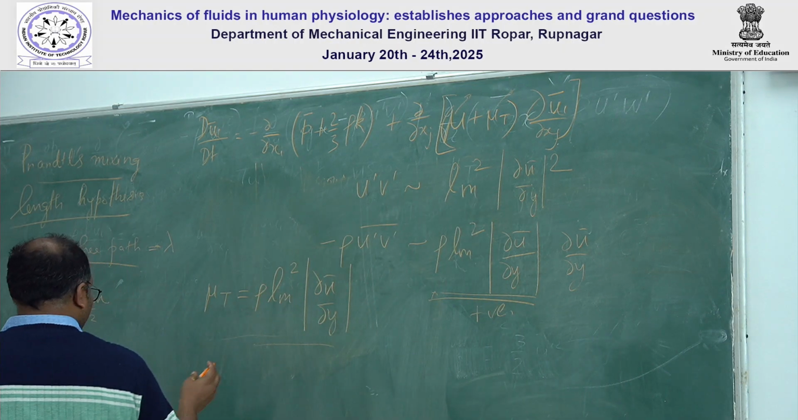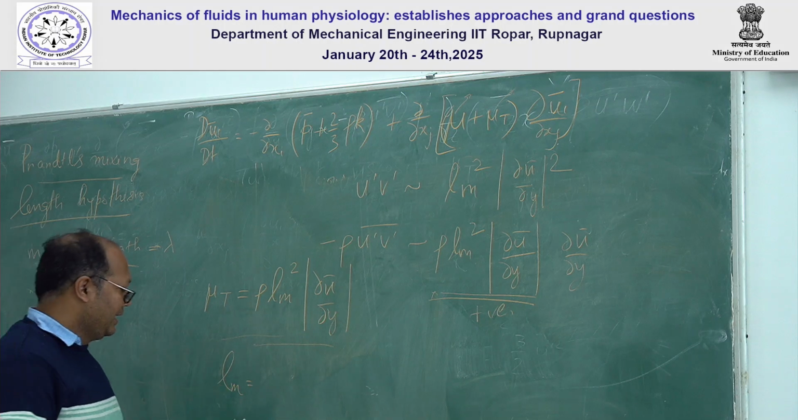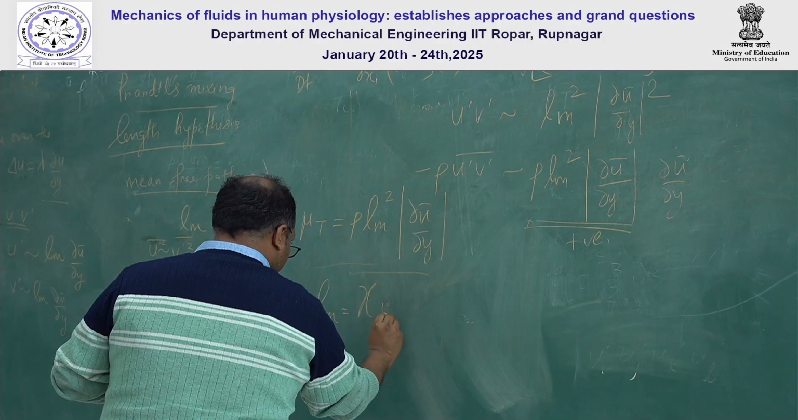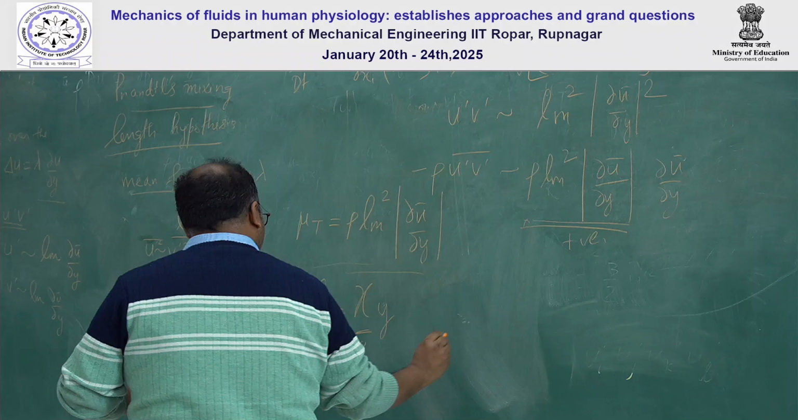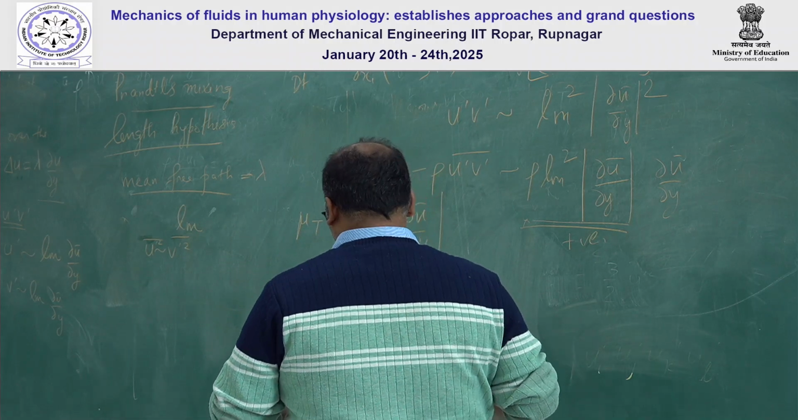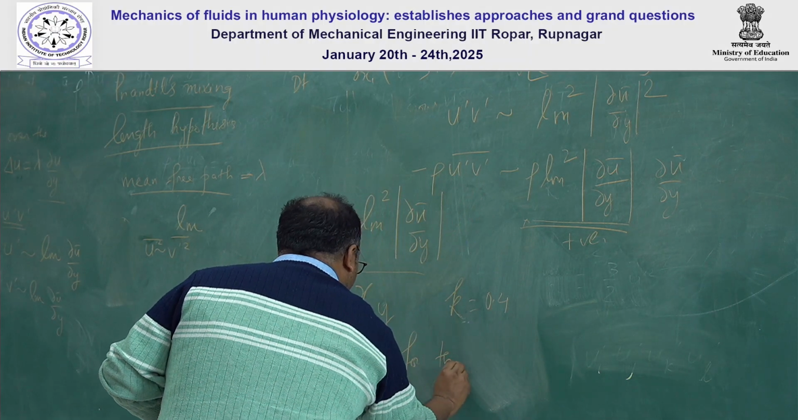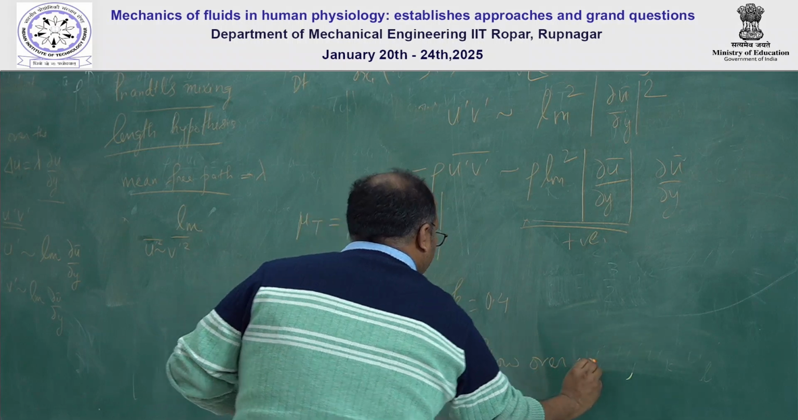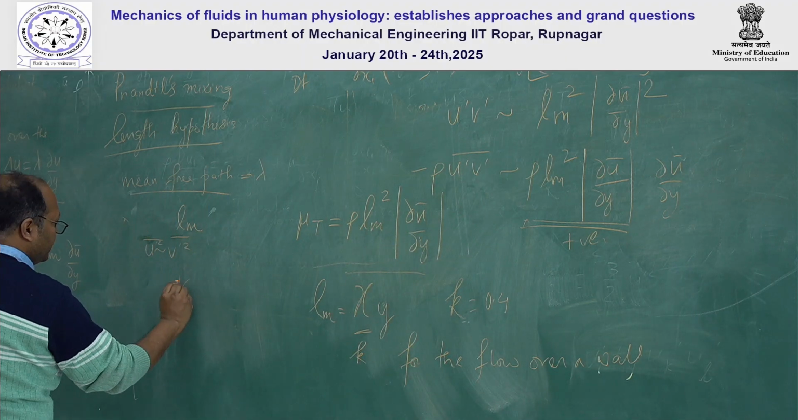So one ad hoc assumption, not very foolproof, at the time when Prandtl or von Karman was doing the research, is that they wrote it like this, or you can write this as K also. This is the von Karman constant, 0.4, its value for the flow over a wall. So this value is called the Karman constant.